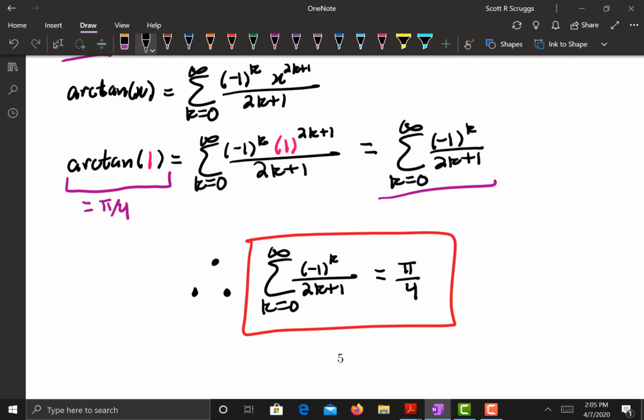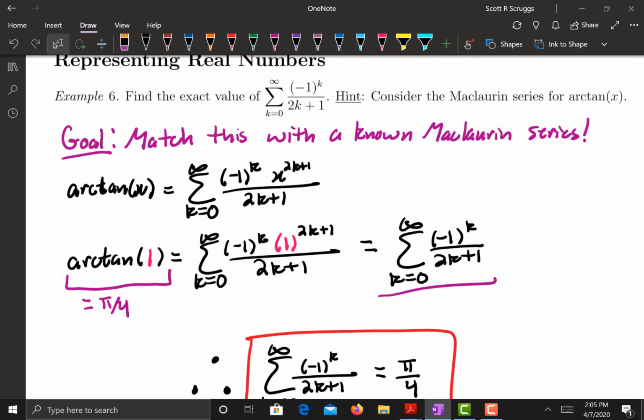And so that's going to be our goal for these types of problems. If we're asked to find the exact value of a particular series, I'm going to try to match it with a Maclaurin series, and then from that match, I'm going to see if when I plug in something specific, I get the exact value that I want.